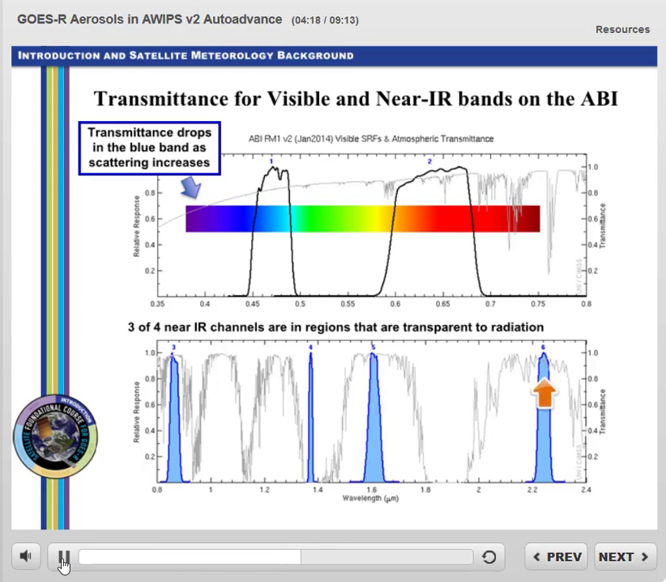band at 2.2 micrometers. The cirrus band, band 4, at 1.38 micrometers, is a region of strong absorption by water vapor, and the blue band, 0.47 micrometers, band 1, is a region of increased scattering. Differences in absorption and scattering by aerosols between all the bands helps the algorithm identify the presence of aerosols.